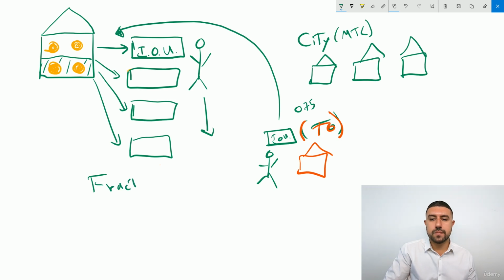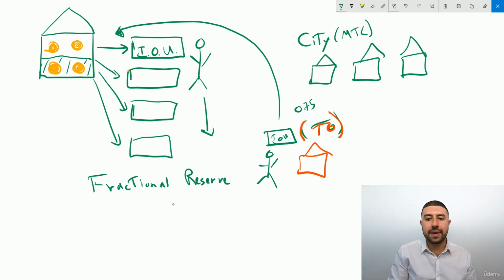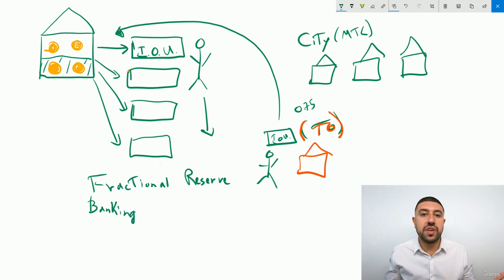fractional reserve banking, okay? And this is something that happens today, okay? You deposit money at the bank, they don't keep all your money there. They loan it out, right? Because they know that not everybody's going to come and take out their money at the same time, which happened often. It's called bank runs, right?